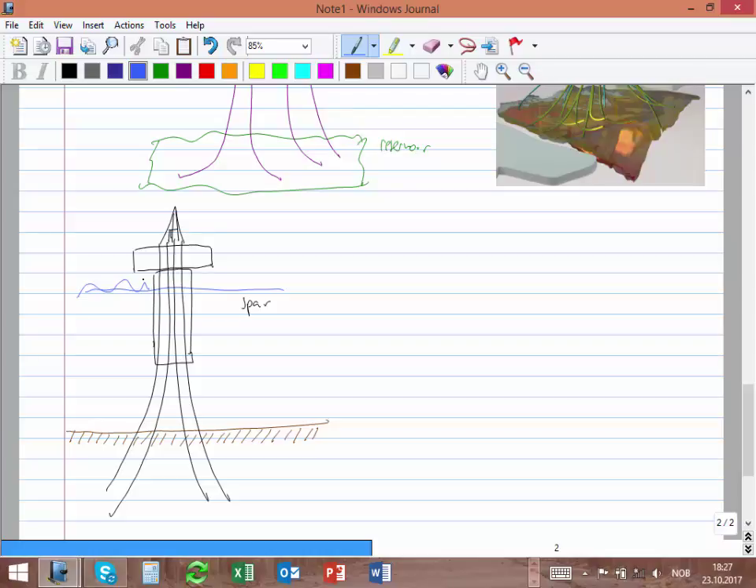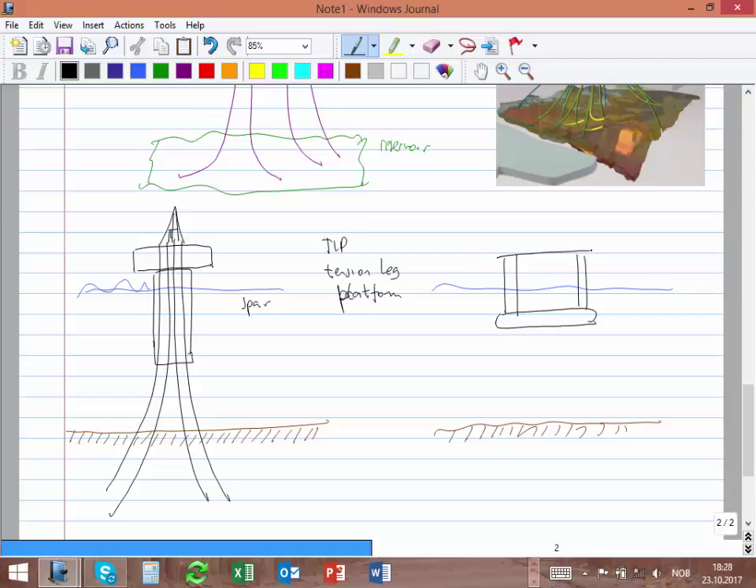Okay. Also, another structure that is similar to a spar is also used, called a TLP, tension leg platform. You anchor it. These are structures that have a leg and a bottom here, and then another leg, a deck, and maybe they have the drilling tower here, if they have one. And then they have some support, they have some wires.